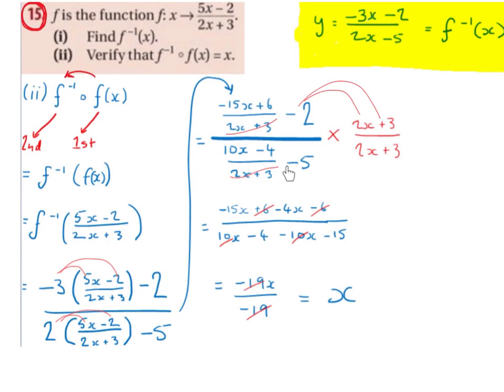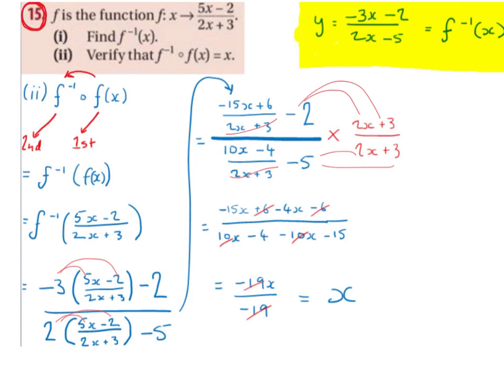Then again, the 2x plus 3 has been cancelled out from this. So we bring down the 10x and the minus 4. And then minus 5 by 2x is minus 10x. And then minus 5 multiplied by 3 is going to be minus 15. So we have (minus 15x plus 6 minus 4x minus 6) over (10x minus 4 minus 10x minus 15).